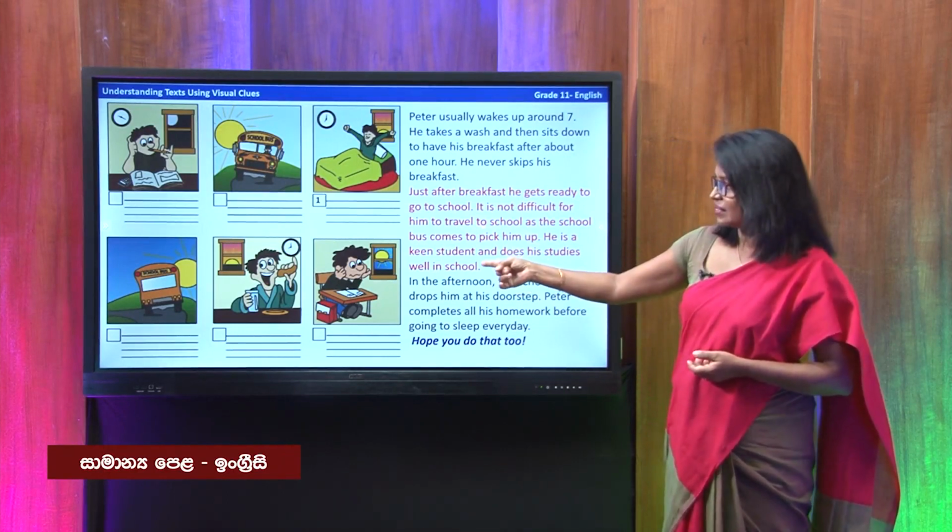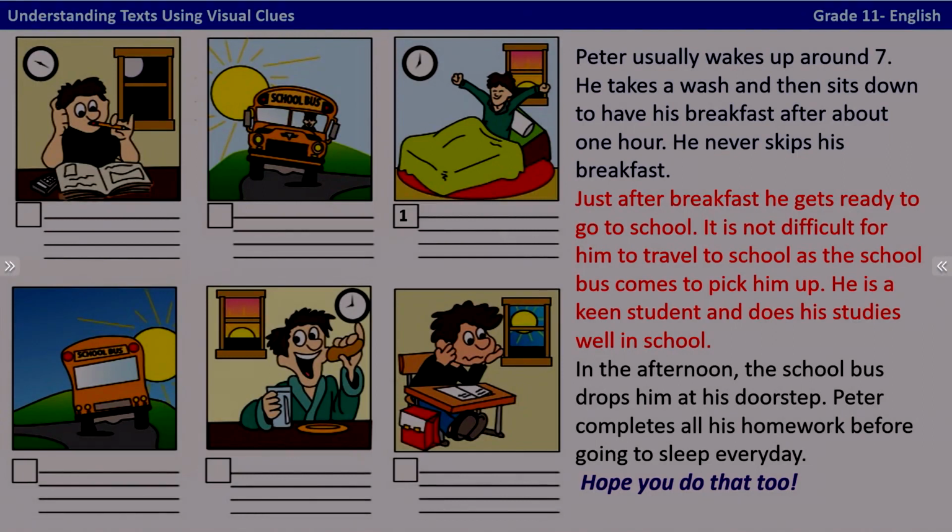It's 8. What about the window? What can you see through the window? You can again see the morning sky through the window. So definitely that picture becomes the second one, showing what Peter does after waking up. And then, just after breakfast, he gets ready to go to school.